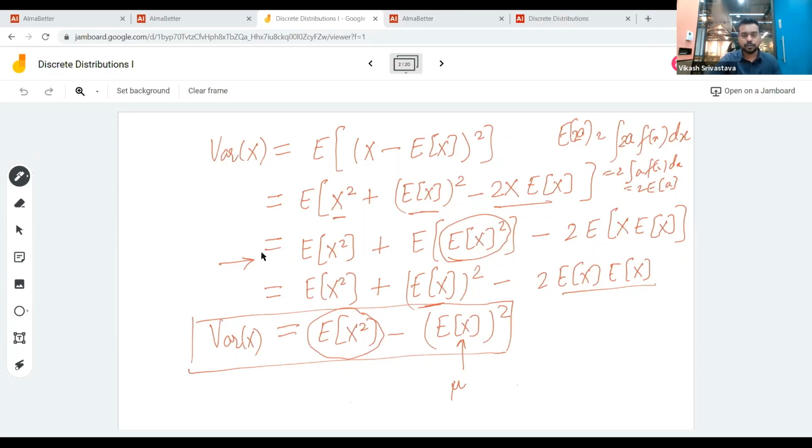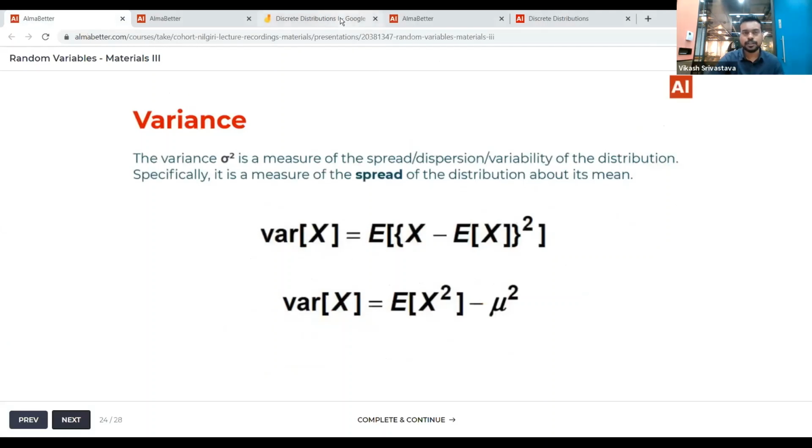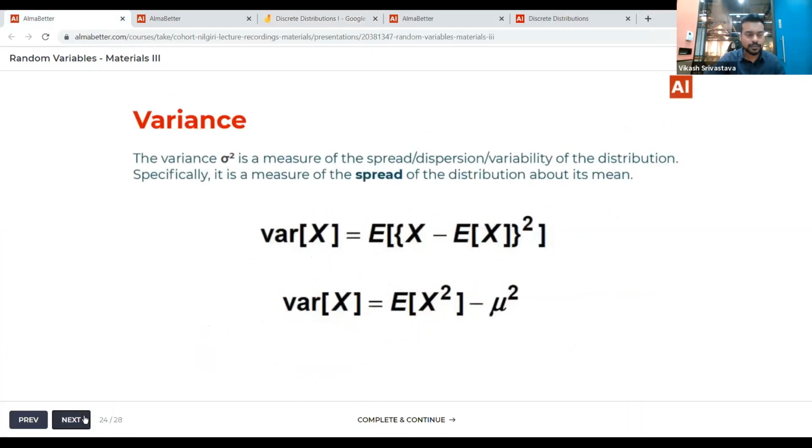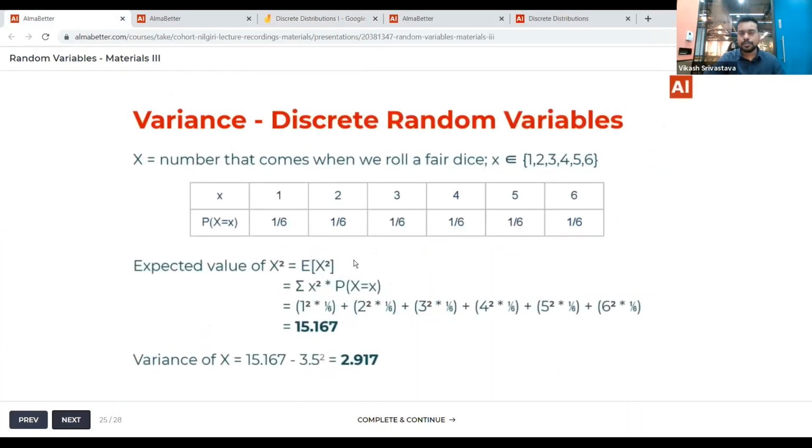So this is the variance of x, and of course you know that this particular term is mu, so this is nothing but the expectation of x squared minus mu squared, right? So if you write mu as the expectation of x, this is what we have defined earlier, yesterday, right? So let's move ahead.